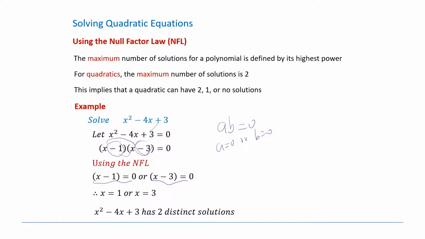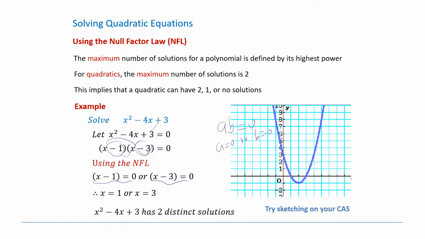Let's see what it looks like in terms of the graph. If I graph y equal to x squared minus 4x plus 3 using my Casio ClassPad, what I've got here is a graph that cuts the x-axis at 2 points. The 2 points are x equal to 1 and x equal to 3. You can actually pause the video and try sketching on your CAS.